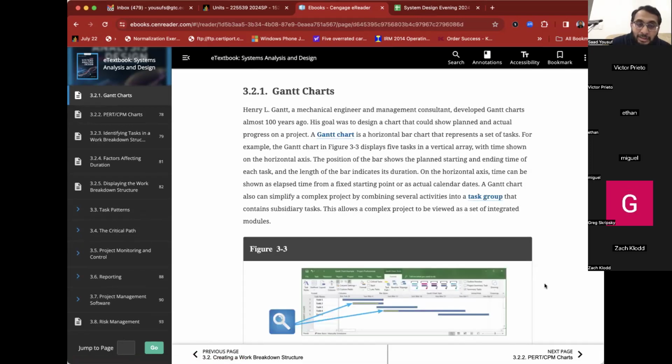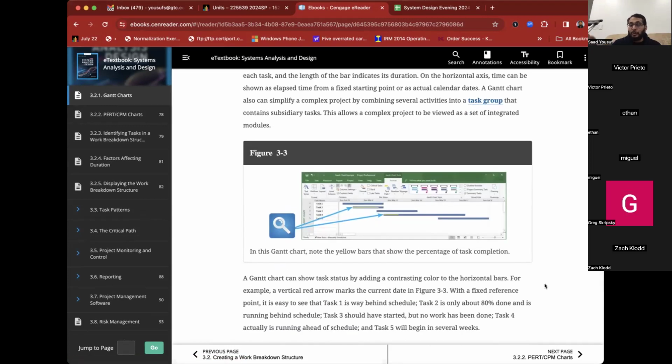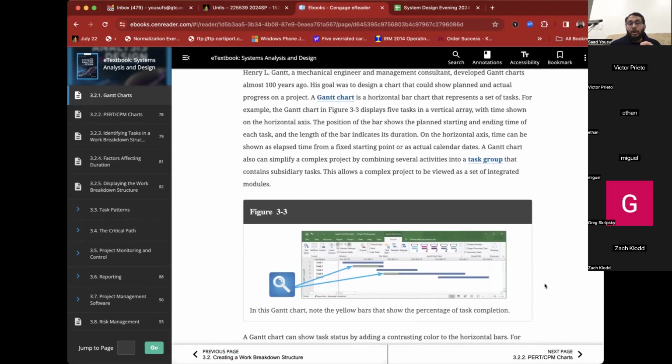There was a gentleman by the name of Henry Gantt, a mechanical engineer who developed Gantt charts almost 100 years ago. A Gantt chart is basically a horizontal representation of bars, where the bar shows you where one process starts and where it ends, and what other overlapping processes are running at the same time. And the yellow bar within the blue bar shows you what progress you have made on this task. So when the yellow bar completes all the way through, that means you are done with the task 100%.